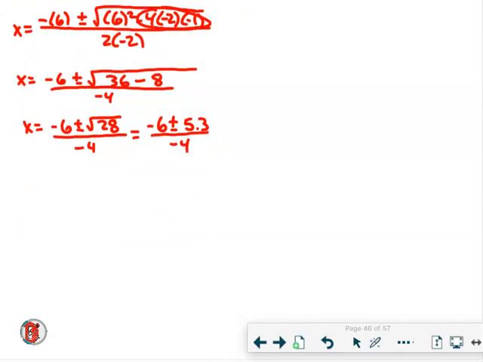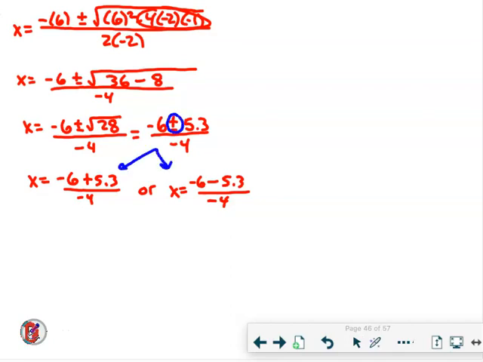So x is equal to, we could have -6 plus 5.3 over -4, or we could have x is equal to -6 minus 5.3 over -4. What I've just done is take this plus or minus and split it up into 2 possibilities. And this is what you're going to have to do most of the time. Okay? So let's continue solving this. The rest of this is calculator work.